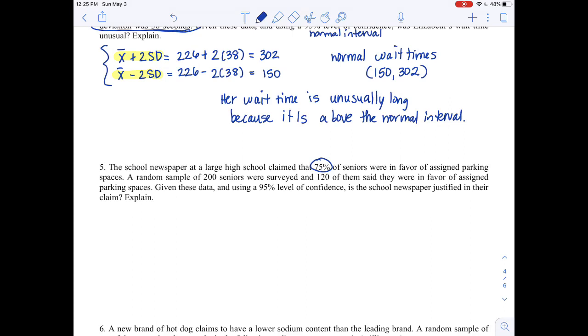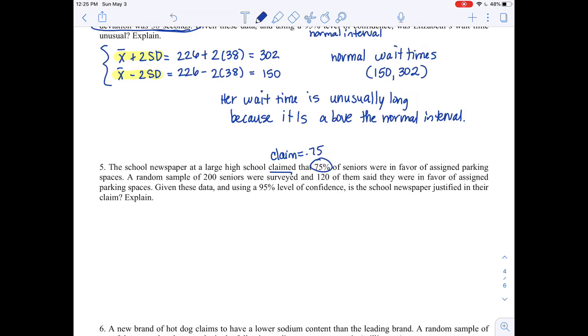So it says right here in example number 5, the school newspaper at a large high school claimed that 75% of seniors were in favor of assigned parking spaces. So this is the claim that we're going to be testing. So you're going to leave 0.75 until the end and see if it falls in the normal window.